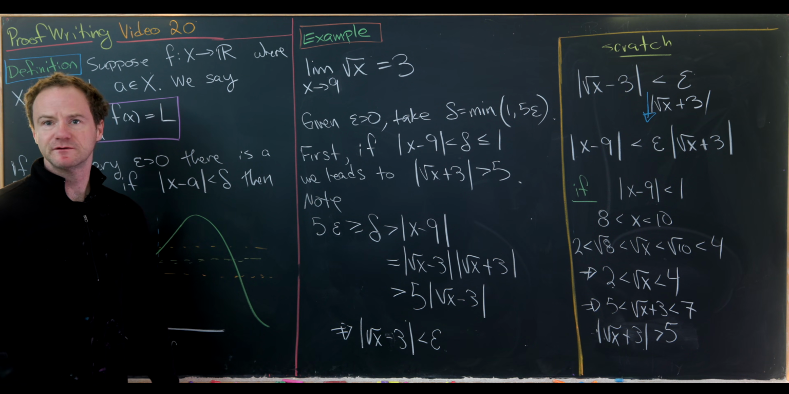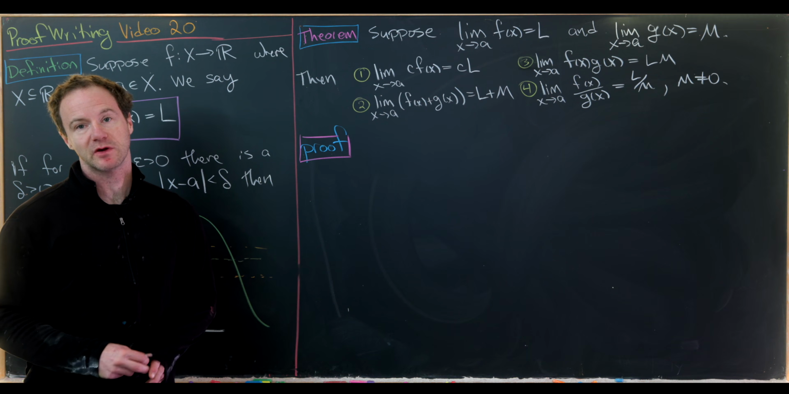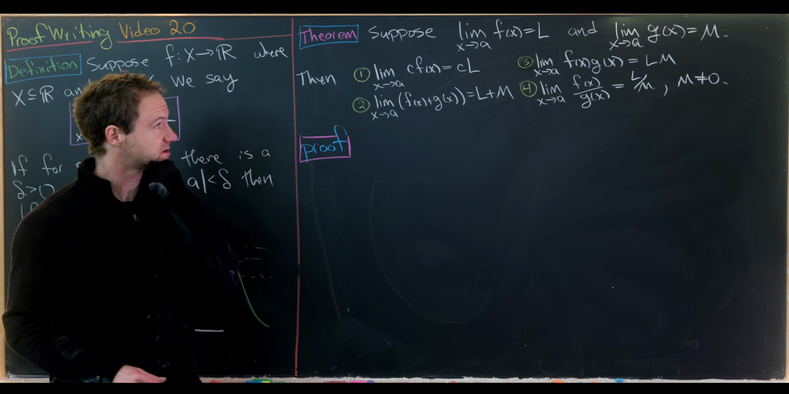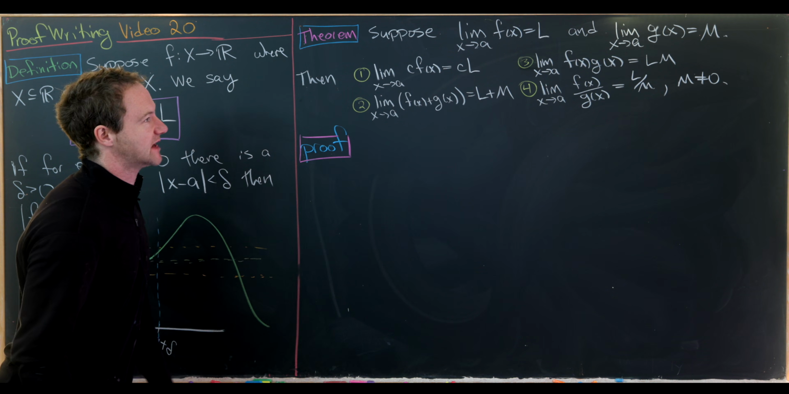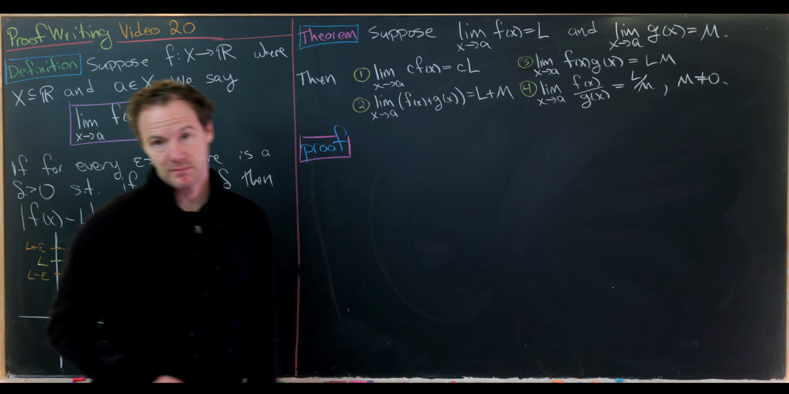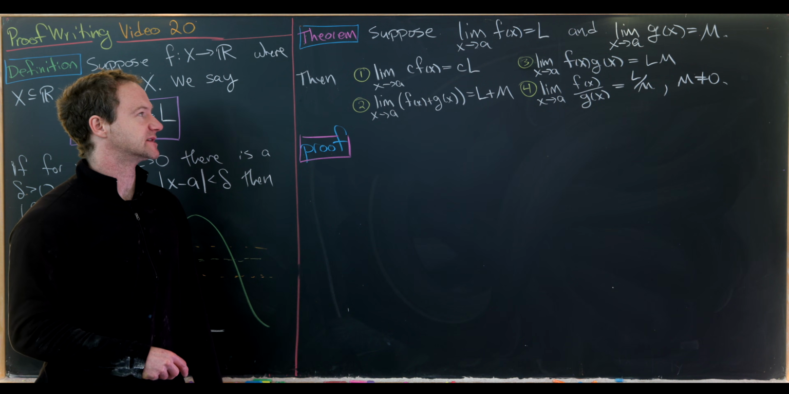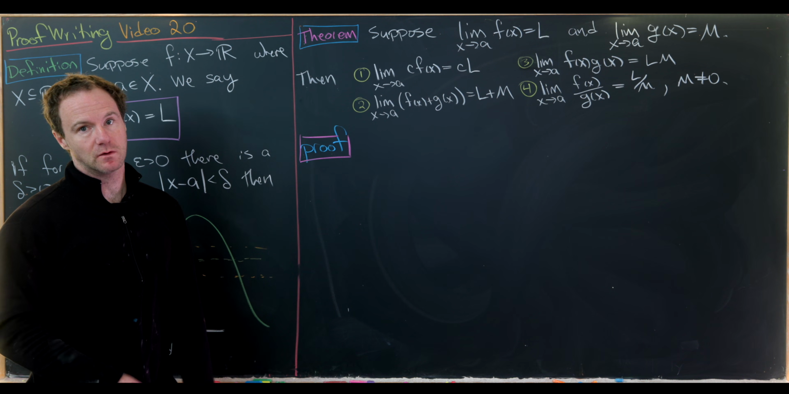Okay, so now let's prove some more general results. For our main result, we'll prove standard limit rules that you learned in calculus. So let's suppose the limit as x goes to a of f of x is L, and the limit as x goes to a of g of x is M. So in other words, the two limits exist. Then we will show the following 4 statements hold.